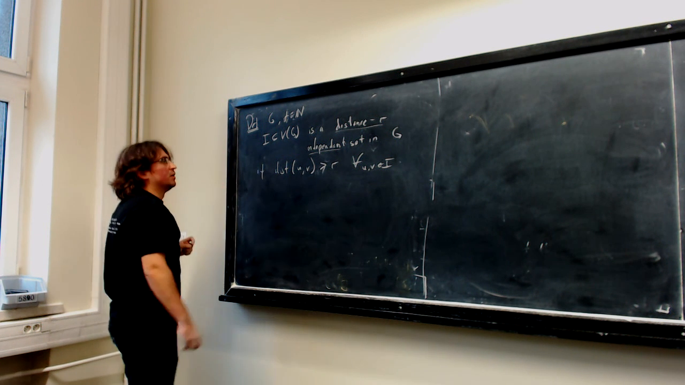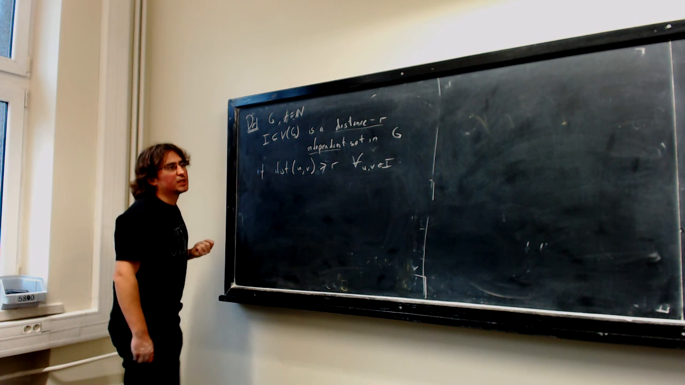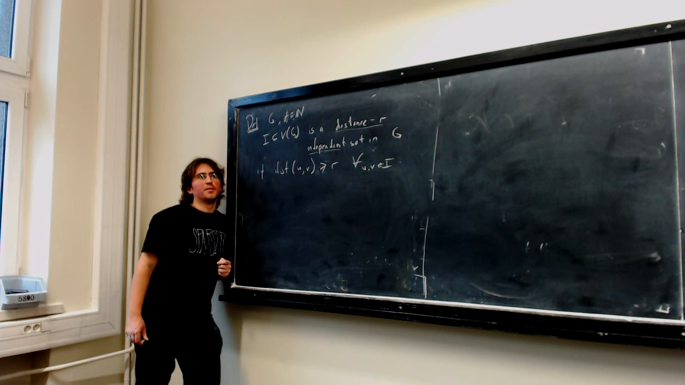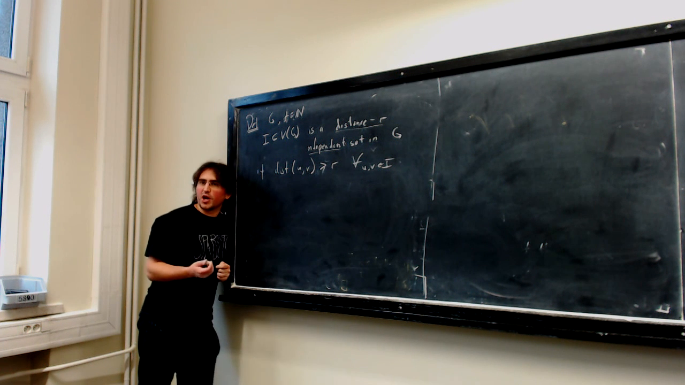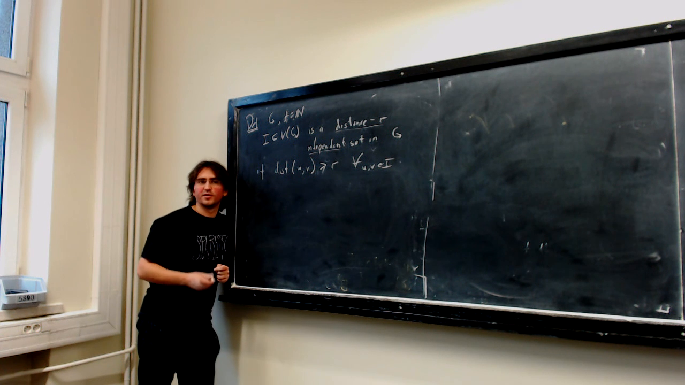But observe that we already know that sparse graphs contain large independent sets. But it is not necessarily true that every sparse graph contains a large distance two independent set. What's the example? A star. In a star, you cannot pack two vertices at distance more than two from each other.